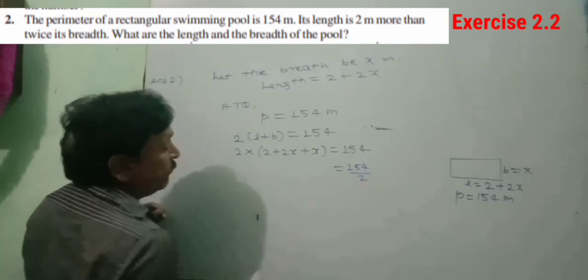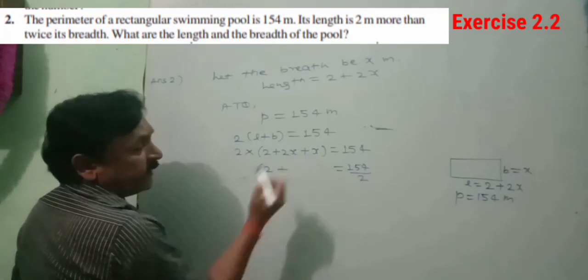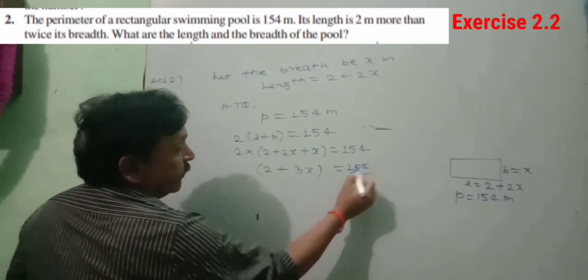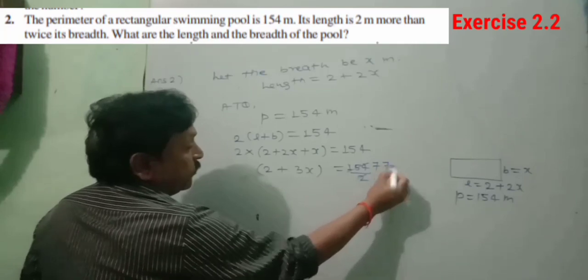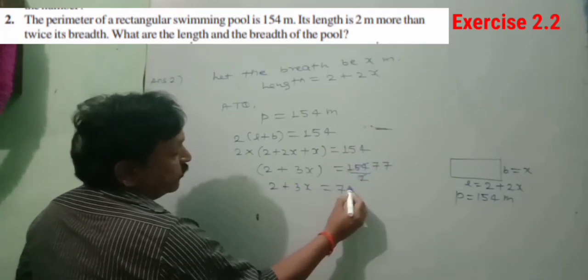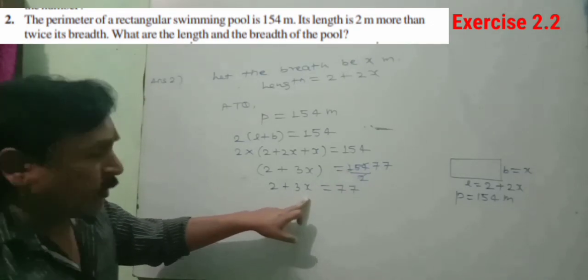154 upon 2. And what is left here? 2 plus 2x plus x. How many x? 3x. And we can solve it. 2 7s are 14, and again 2 7s are 14. It means 2 plus 3x is equal to 77, and we have to find the value of x, and this we know how to solve.